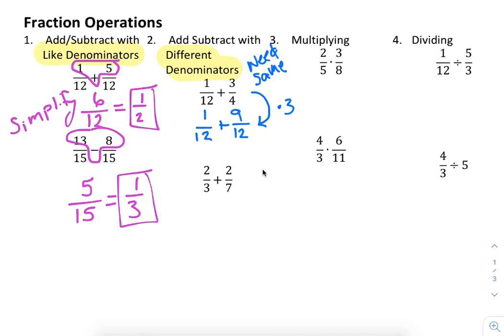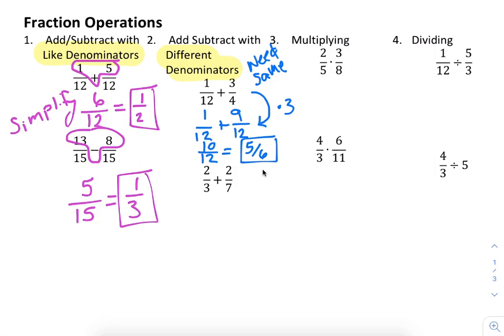Now that they have the same denominator, this is a basic problem. Same denominator, I'm going to keep it, and I'm going to add my numerators because it's an addition problem. 1 plus 9 makes 10, and it's always important that we simplify it. 10 simplifies with 12. I can take a 2 out of both. That gives me 5/6 as my answer. Okay?